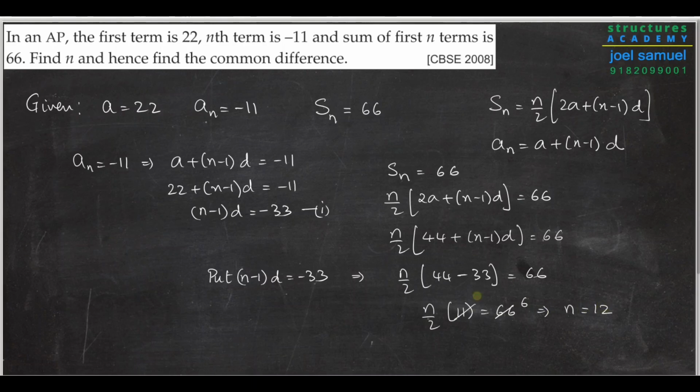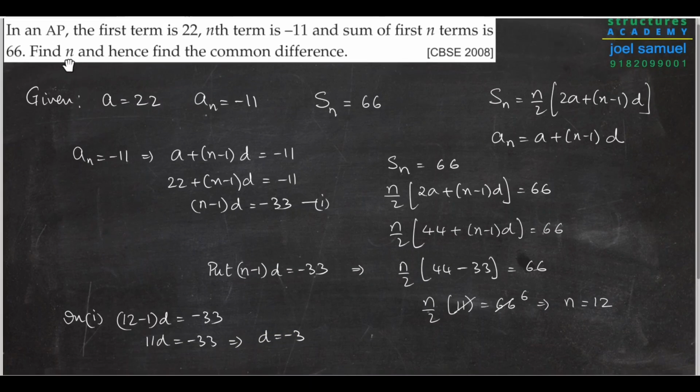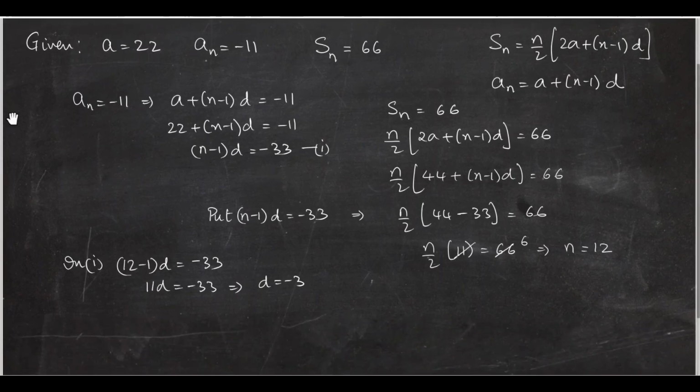So once I get the value of n, I can substitute n is equal to 12 here and pull out the value of d. So I'll say in equation 1, (12 minus 1) times d is equal to minus 33. That is 11d is equal to minus 33, which implies d is equal to minus 3. So we have been asked to find out n and the common difference, and let us summarize the answers. n is equal to 12 and the common difference is minus 3, and these are the final answers.